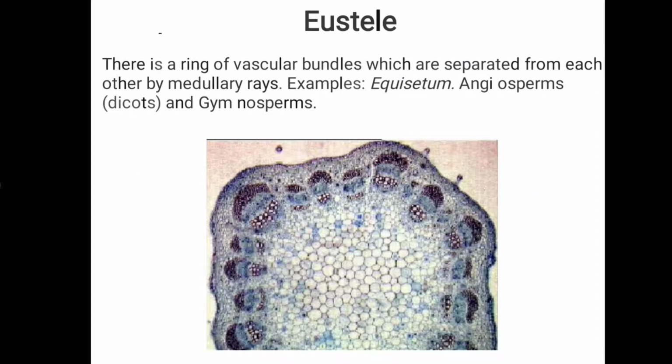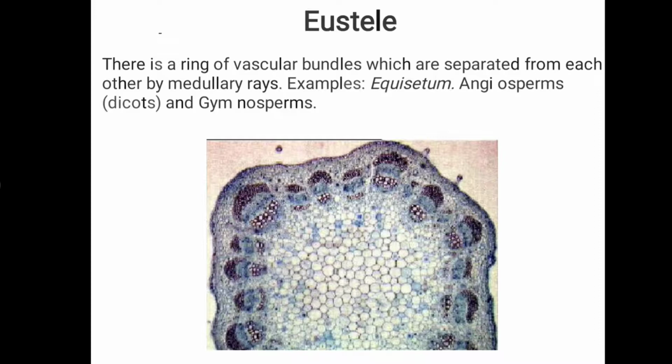The next one is the eustele. There is a ring of vascular bundles which are separated from each other by the medullary rays. It means the vascular bundles are arranged in the peripheral region. In this vascular bundle, the xylem is on the inner side and the phloem on the outer side. The bundles are in a continuous arrangement, but separated by medullary rays. So it is known as the eustele.